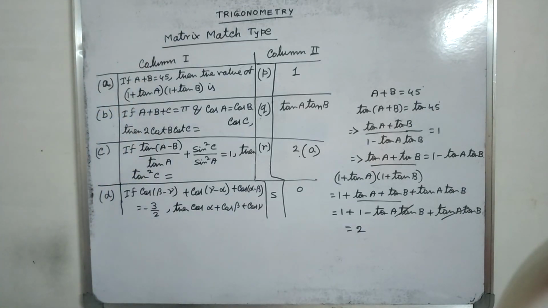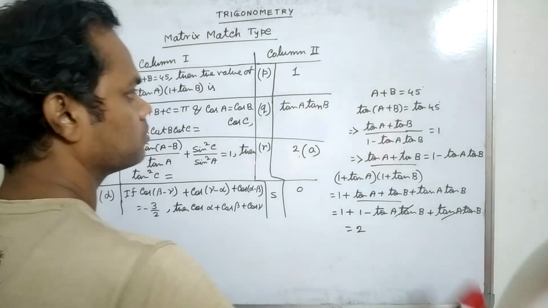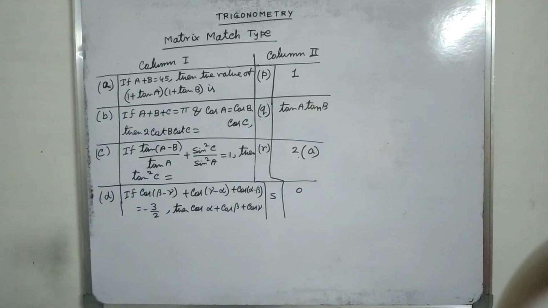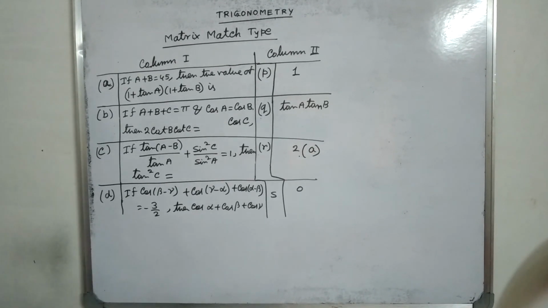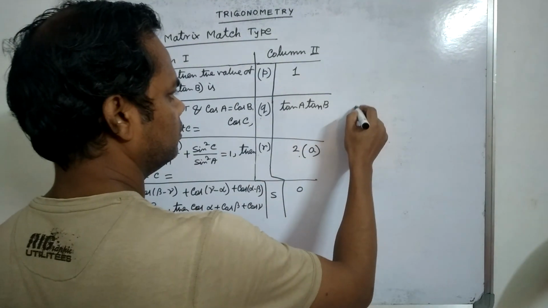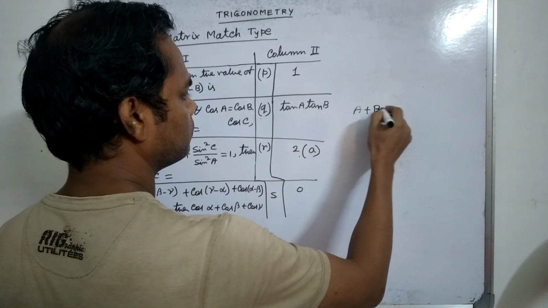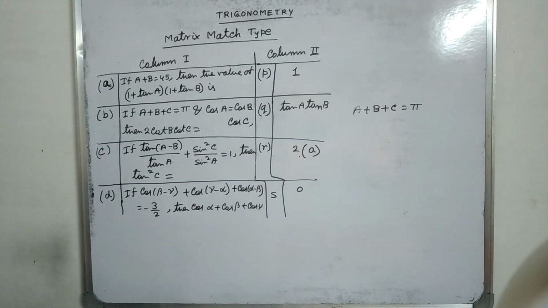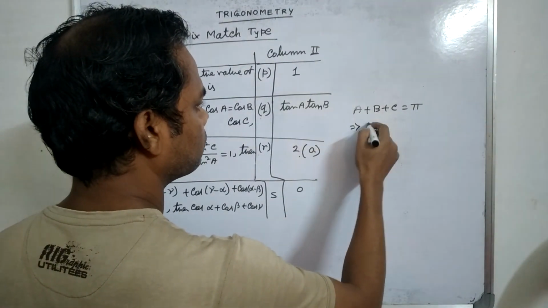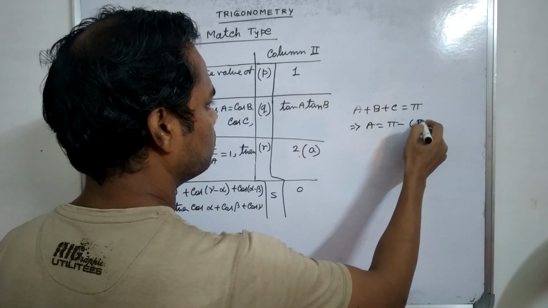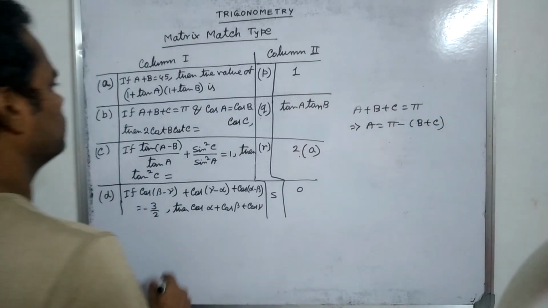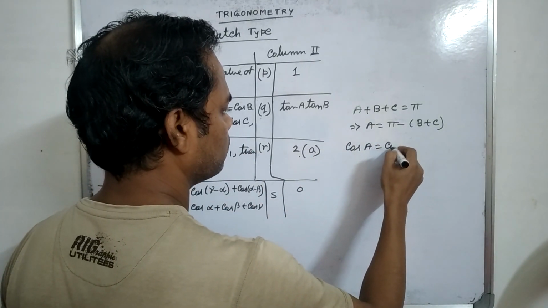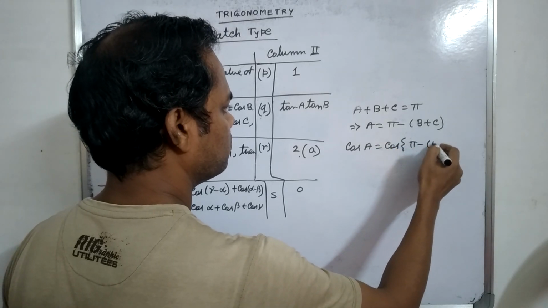Okay. The next sum is the next part. If a plus b plus c is equal to pi, that is 180 degrees, so a equals pi minus (b plus c). So cos a equals cos of (pi minus (b plus c)).